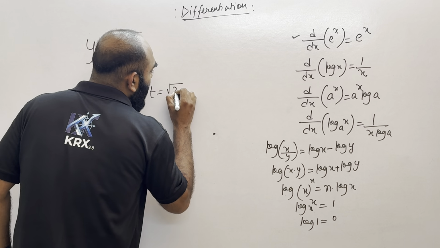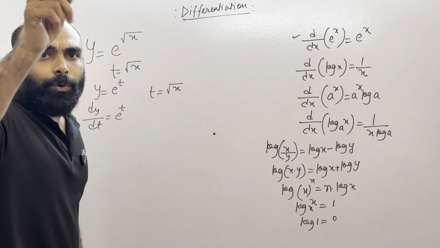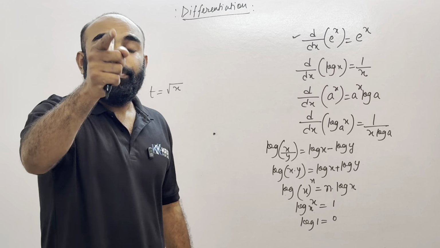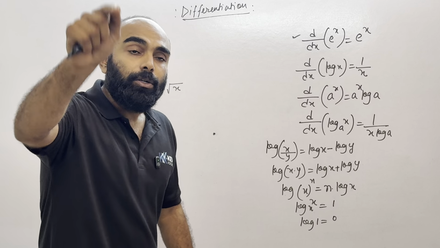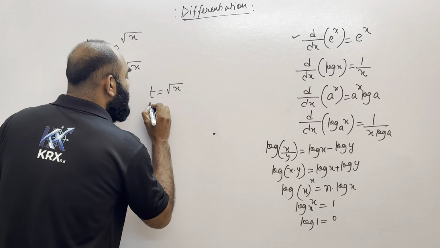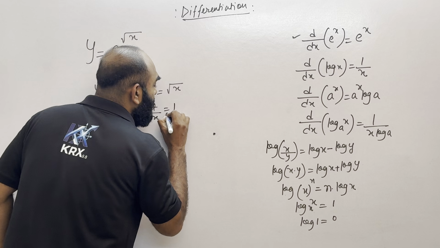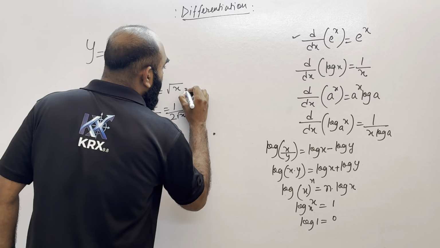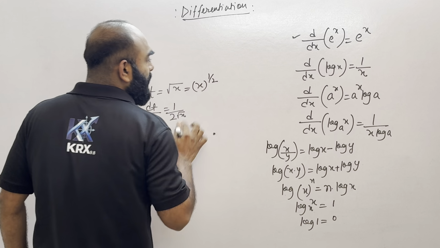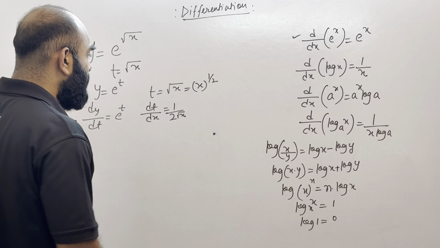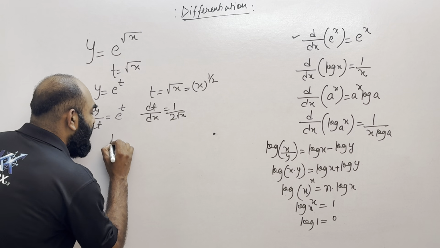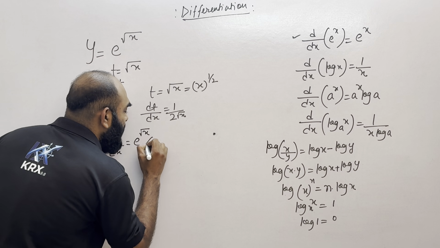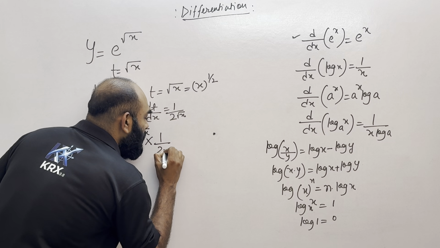What is your t? t is equal to root x. And a hundred times I told you, root x differentiation with respect to dx is 1 by 2 root x. So since it is a function of x, dt by dx is equal to 1 by 2 root x. It will be opened like this: x to the power 1 by 2, x to the power n. So we are interested in finding dy by dx. dy by dx is equal to dy by dt, that is e to the power t, where t is root x, into dt by dx, 1 by 2 root x.